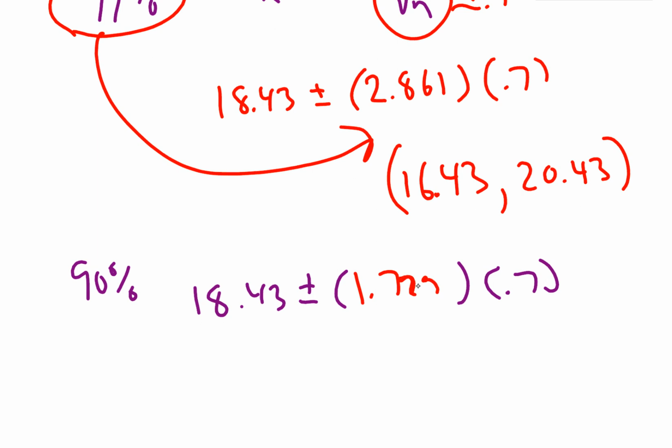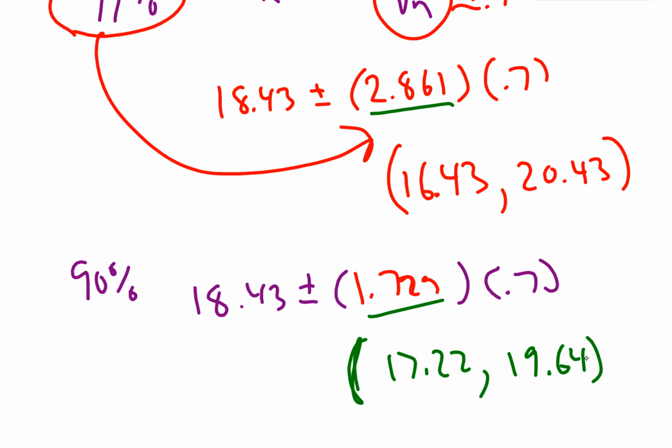So that's what's going to go in here, 1.729. And you can tell even before you do the calculation, this new number here is smaller than the previous 2.861. So you know your interval is going to be a little more narrow now. Let's see what we get. Okay, so it looks like 17.22 up to 19.64. So it is indeed a more narrow interval.